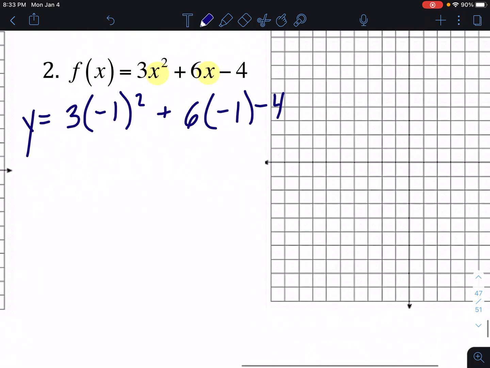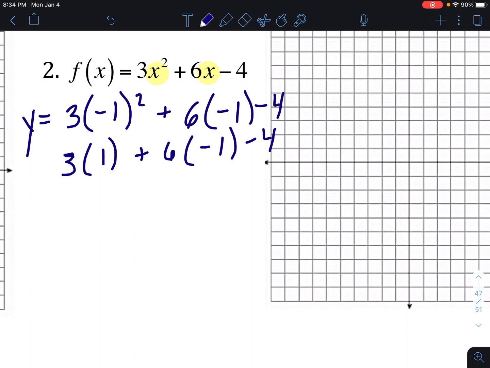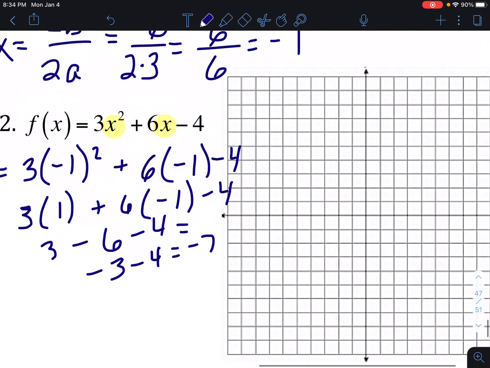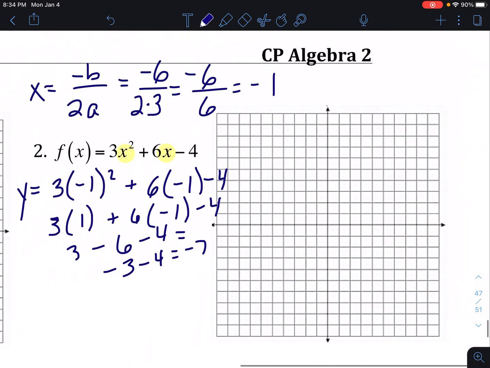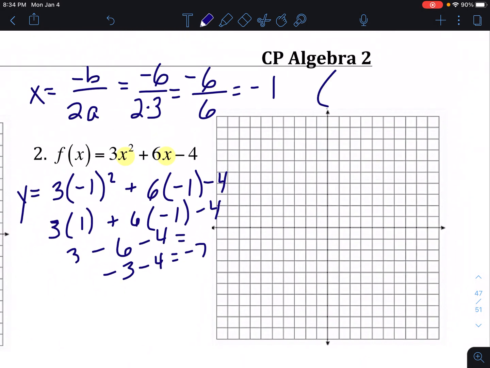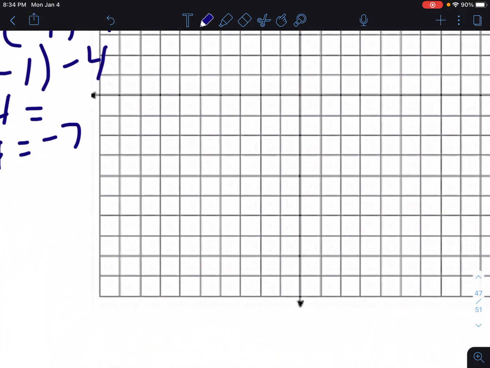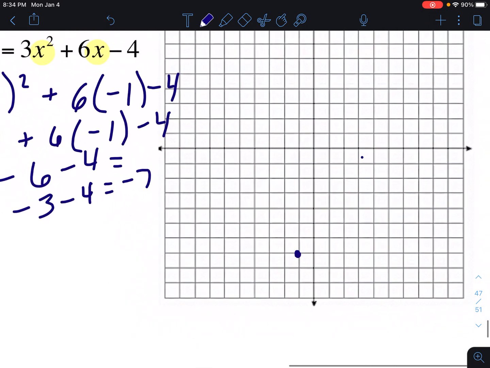Order of operations, do your exponent. Then you can multiply left to right. And then we get -7. So your vertex here, let me write it up here, is (-1, -7). So I'm going to go ahead and plot that point now. Then I'm going to draw my axis of symmetry.